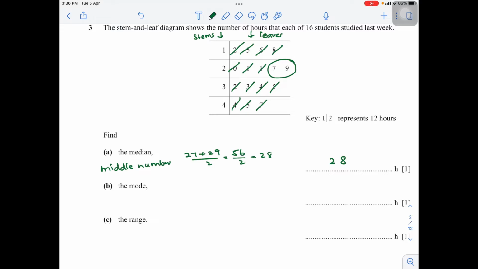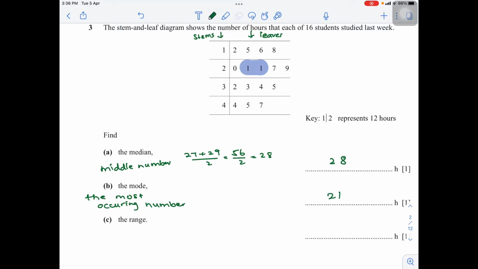The mode is the most occurring number. Now let's see which number occurs the most often. That 1 appears twice. The other numbers appear just once, so it's 21. So the mode is 21.